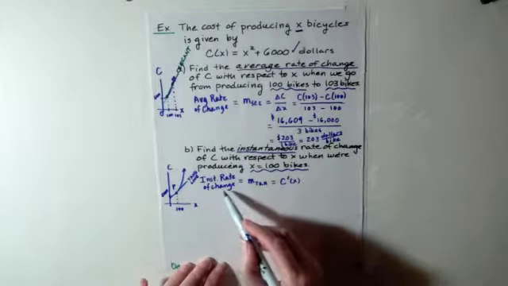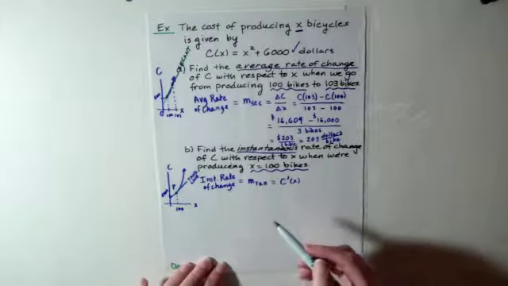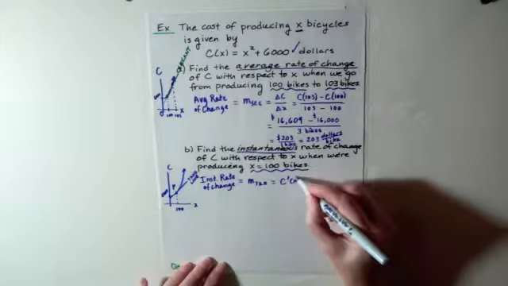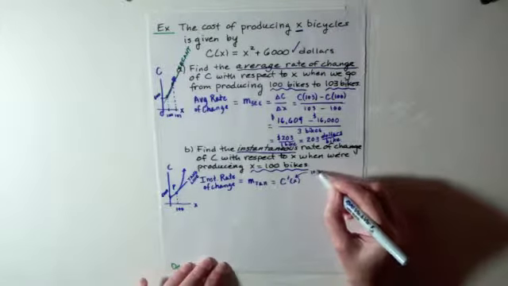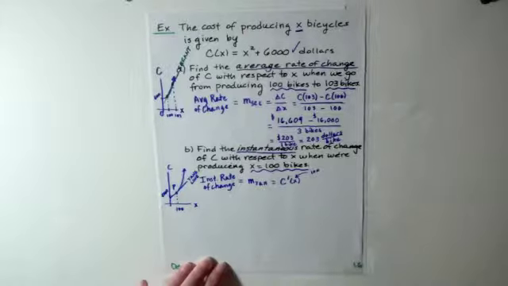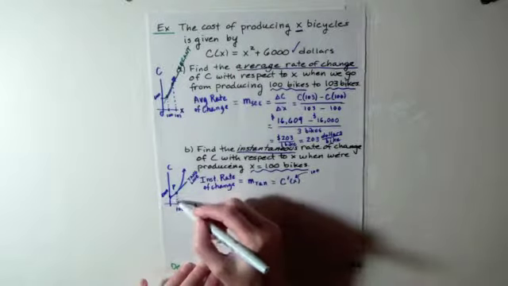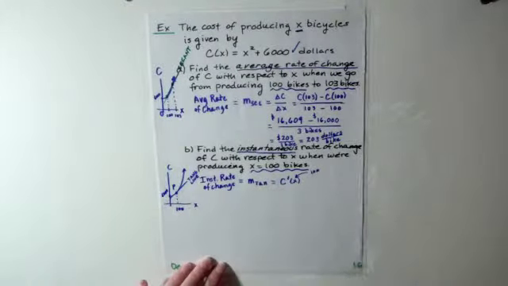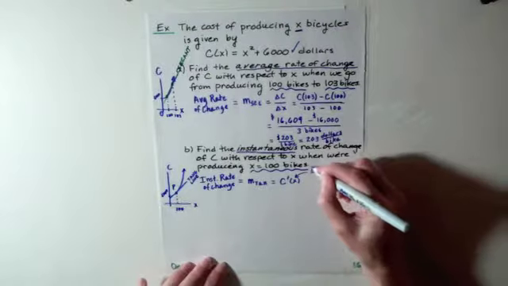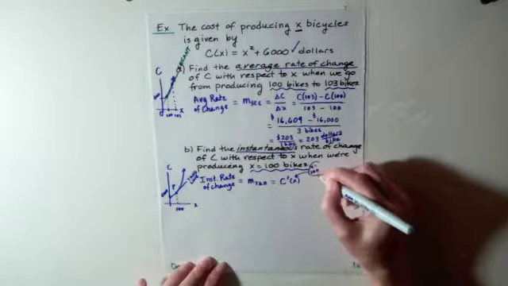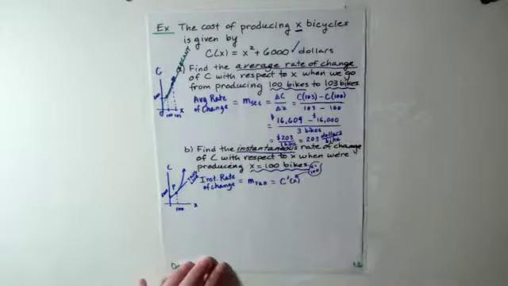If I want the instantaneous rate at x equal 100, I would just plug in 100 in place of my x value. And that would give me the instantaneous rate at this particular point on the graph. Well, let's go ahead and find c prime of x for a general value x, and then at the very end we'll plug in x equal to 100, and that'll give us the instantaneous rate of change of the cost with respect to x at the 100 bicycle production level.